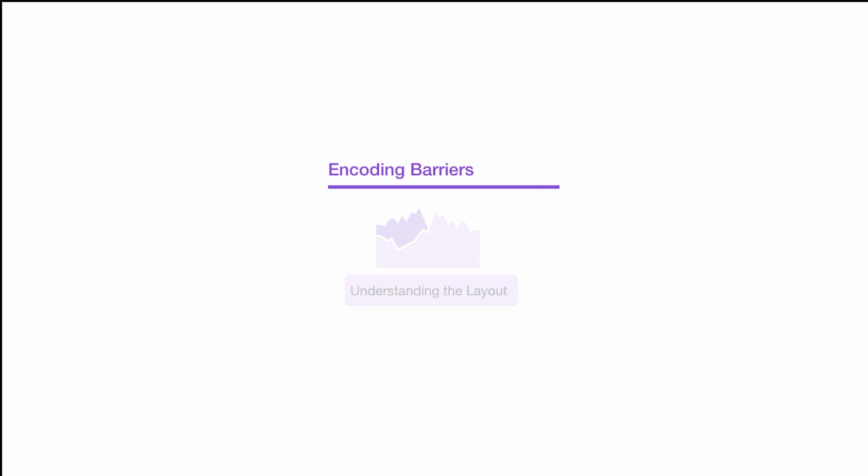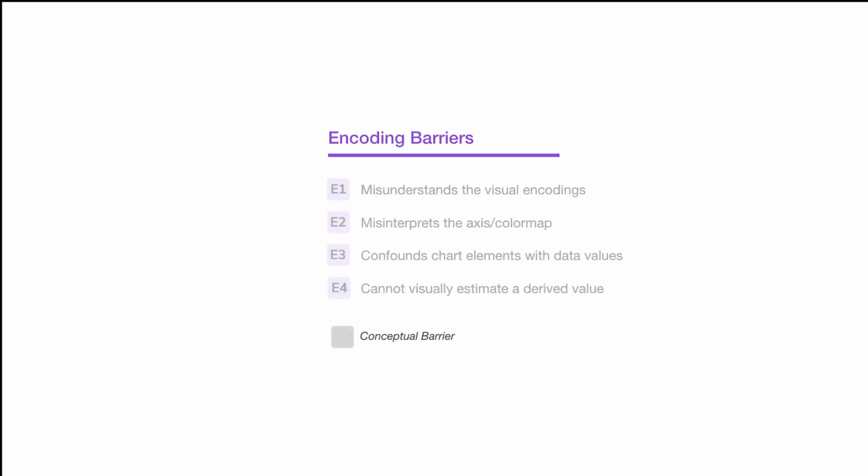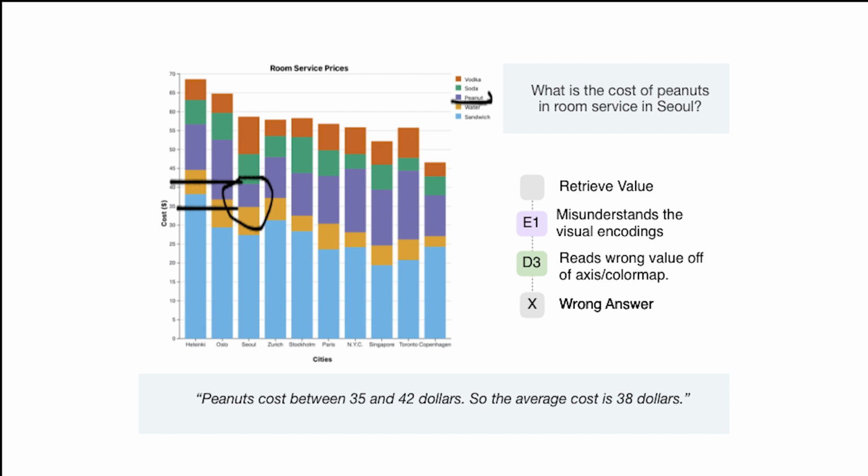The barriers in this category are all conceptual and can be one of 4 types: misunderstanding the visual encodings, misinterpreting the axis or color map, confounding chart elements with data values, and finally, being unable to estimate a derived value from the chart.